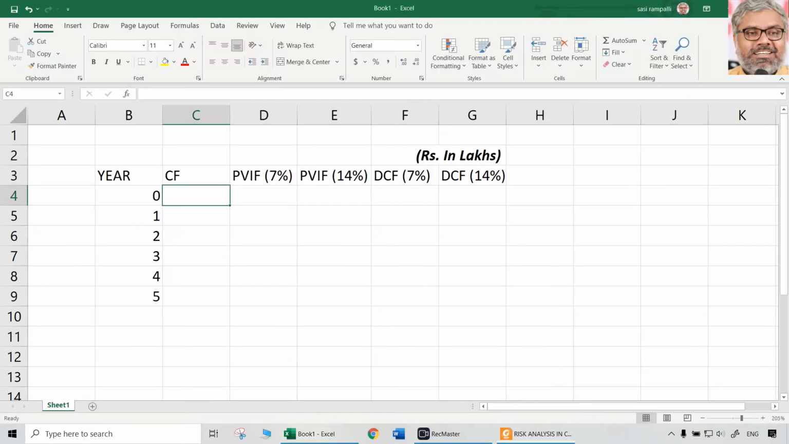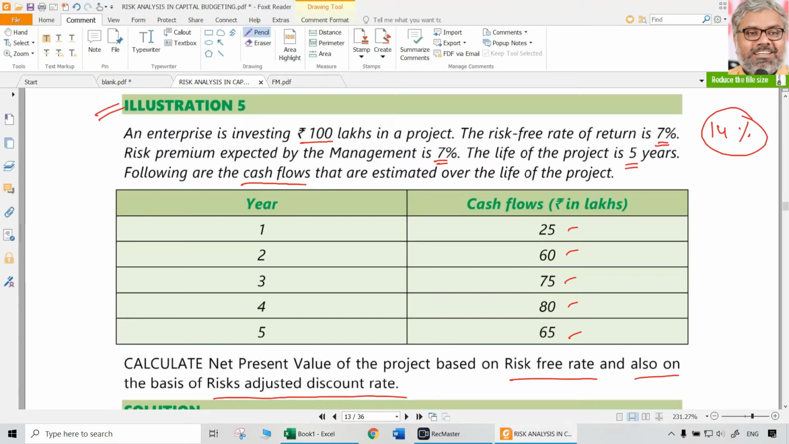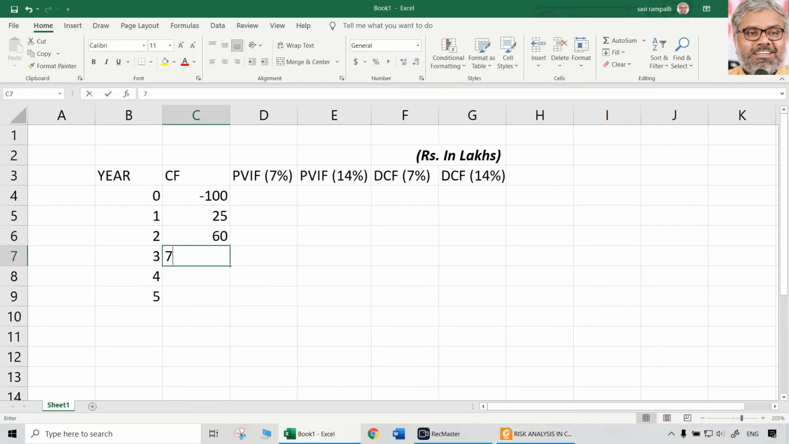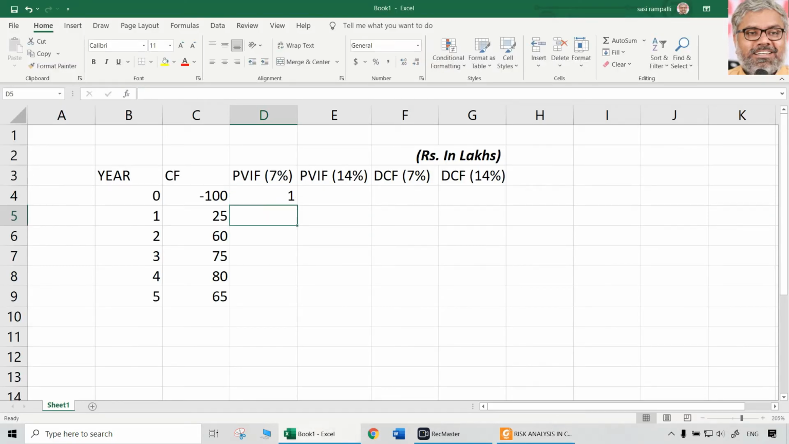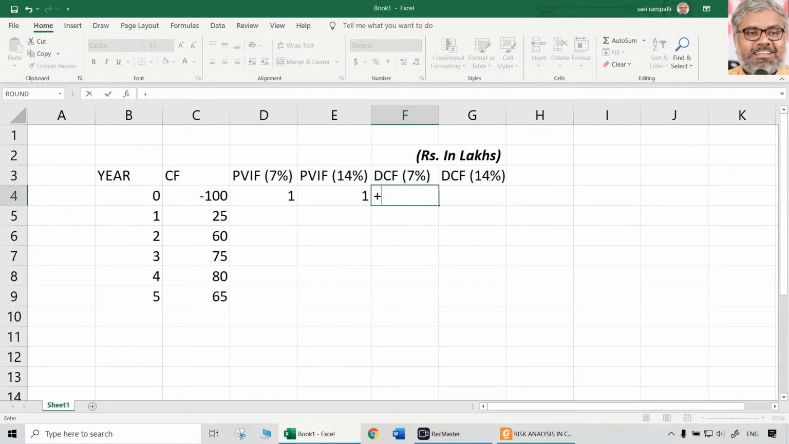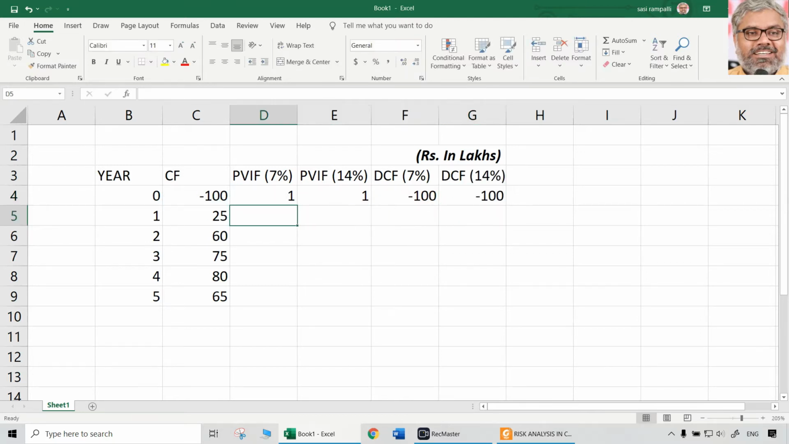Now cash flows. Year 0 minus 100. Year 1 onwards 25, 60, 75, 80, 65. Done. Then PVIF, of course, in exams usually it should be given. If not, also you should be able to calculate. For year 0, it is 1. Naturally, for year 0, whatever the discount rate will be, it will be 1 only. So cash flows multiplied with this will be the same, minus 100. Cash flows multiplied with this also will be minus 100. So year 0, there is no issue.